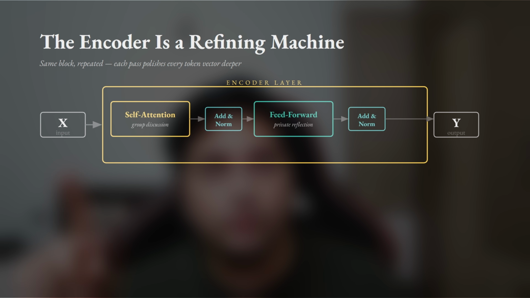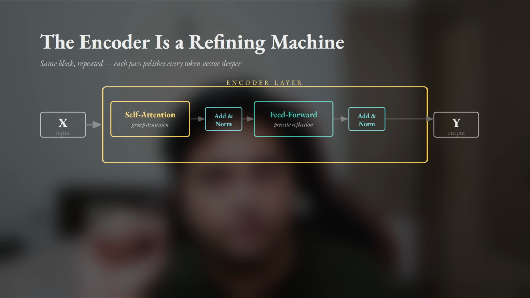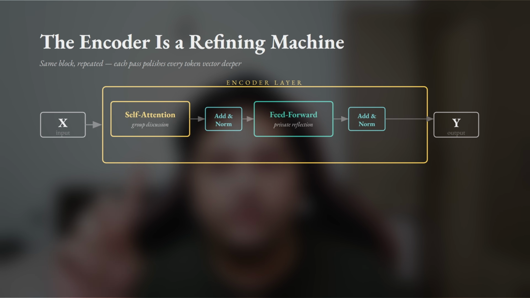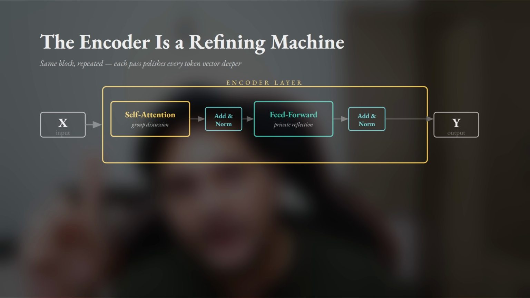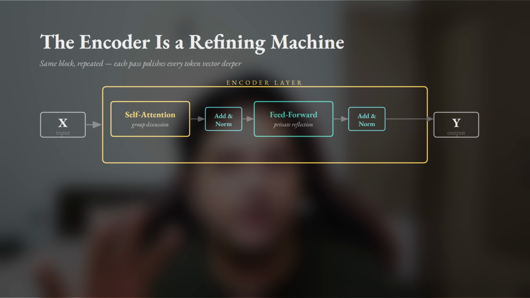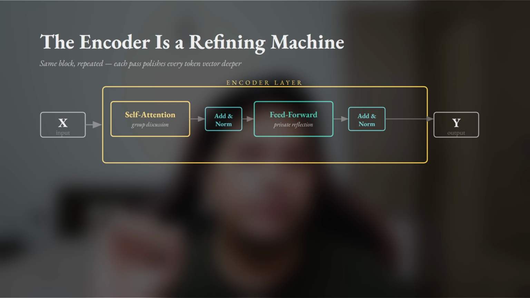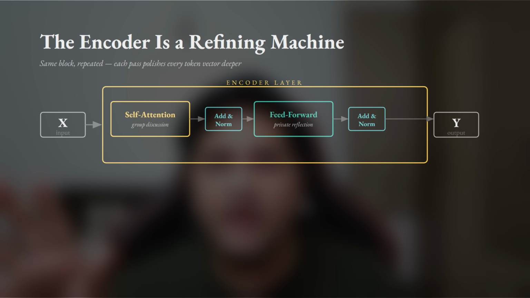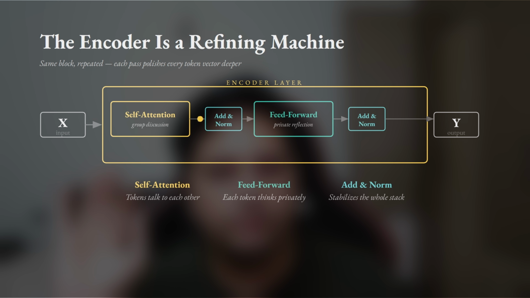After each of those 2 sublayers, you will see a small box called add and norm. There are 2 of them, one after self-attention and one after feed forward. They are not for decoration. They perform 2 distinct operations. They add the original input back into the sublayer output through a residual connection, and they normalize the result to keep the numerical value stable. We'll look at each of these mechanisms in detail later in the video.